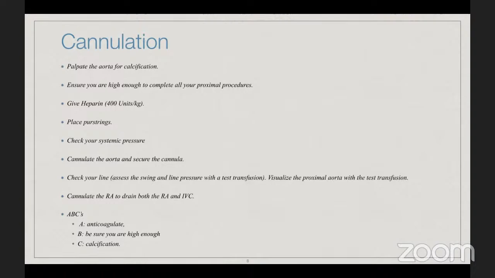So the ABCs for this test are: first, A, anticoagulation, to ensure you are adequately anticoagulated. B, to make sure your blood pressure is high enough for your cross clamp. And C, for the evaluation of calcification.